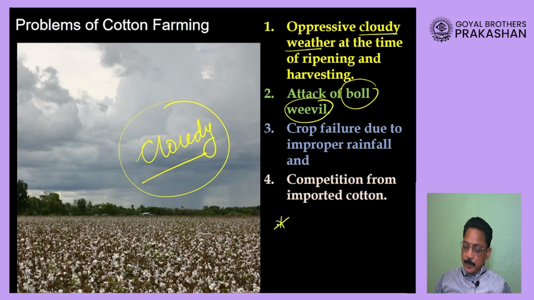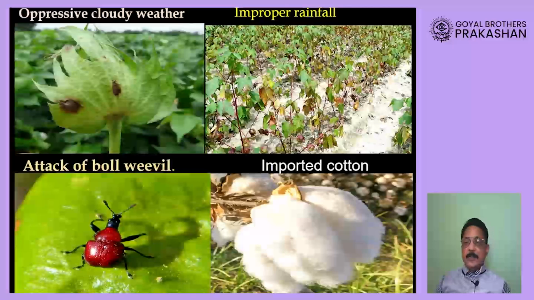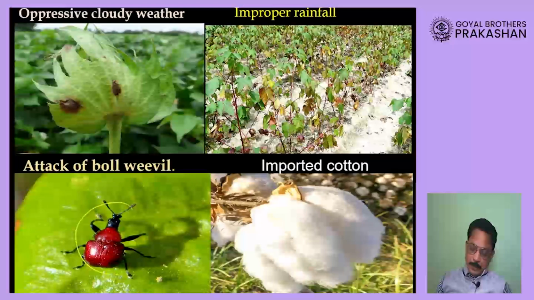cotton textile. There is one more problem, that this cotton crop very easily fails if the rainfall is either very heavy or very less. And another problem, dear student, is competition from imported cotton. Please remember, in the world, best cotton is obtained from Egypt. So that is the best cotton, and therefore it becomes a problem for our cotton because then we have to compete with them.